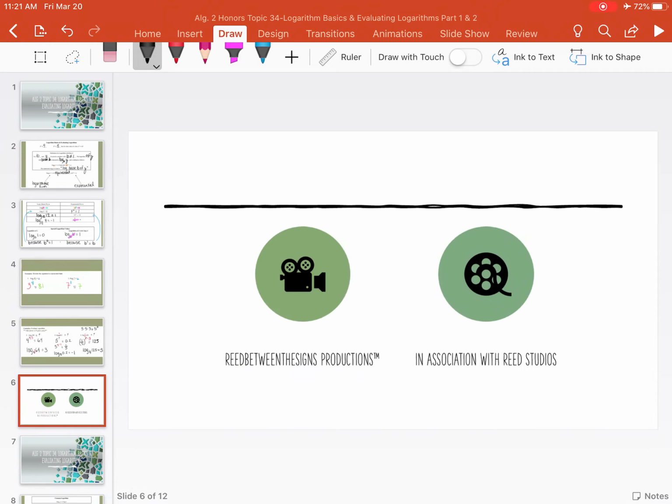And that is part 1 of Logarithm Basics and evaluating logarithms.